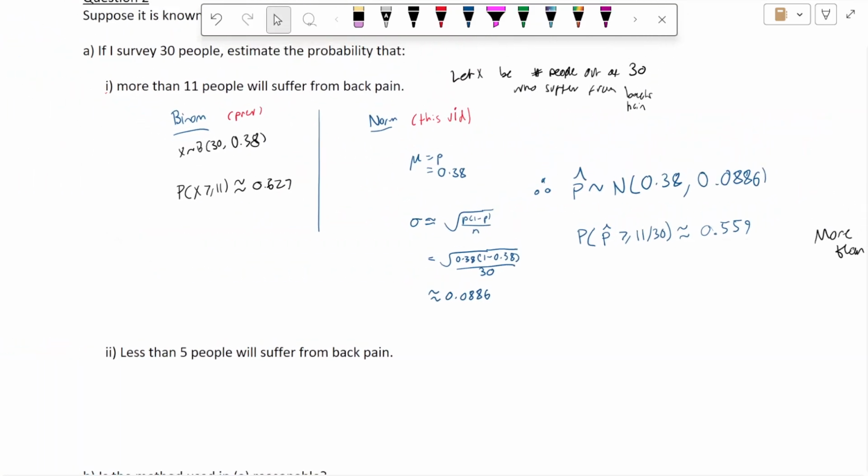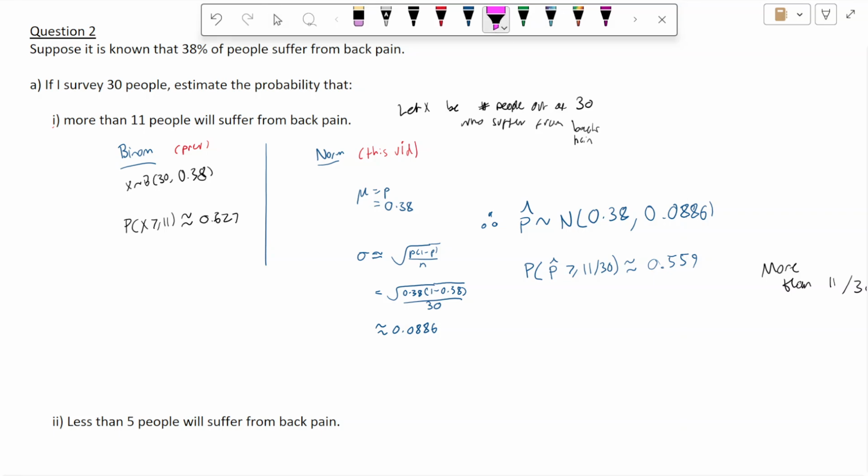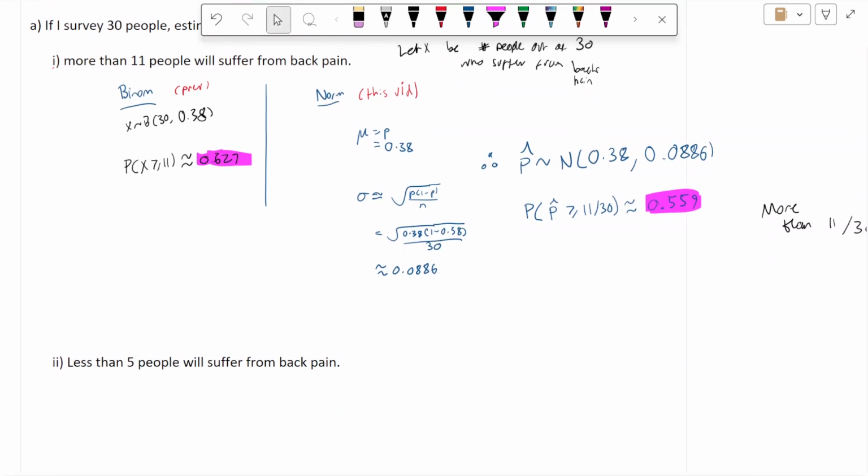Okay, now that was our guess using normal distributions. And what I want you to notice is that they're pretty similar. Pretty close, I'd say. It's not a bad guess. Now, less than 5 people suffering from back pain.